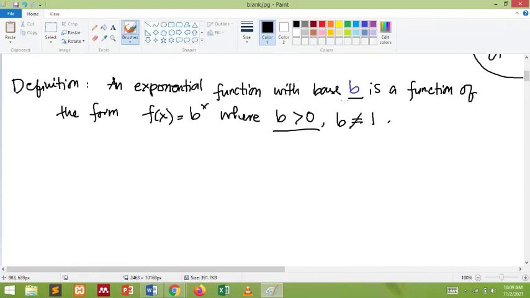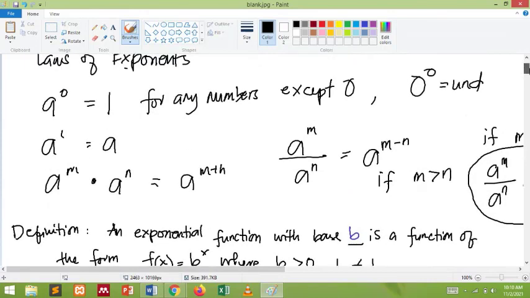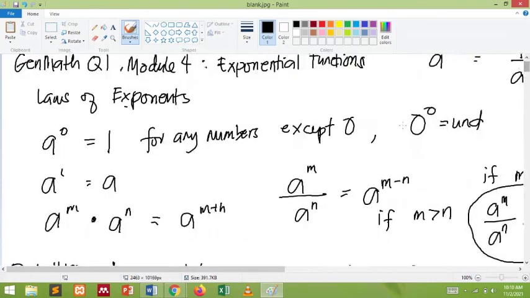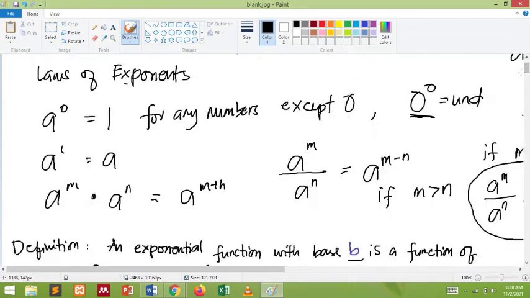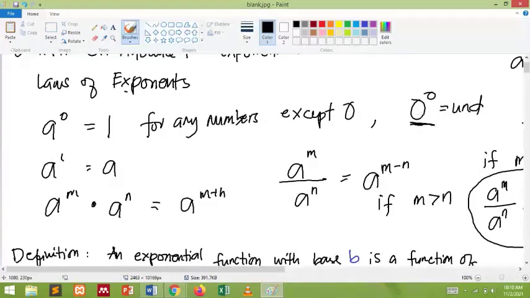So what do you think is the reason why the base b in an exponential function should be greater than 0? It is because we have already established here that if the base is 0 and it is raised to any number, actually, it's just 0. And also, if the number 0 is raised to the power of 0, it's also undefined.